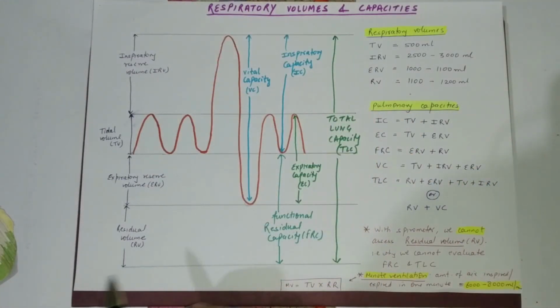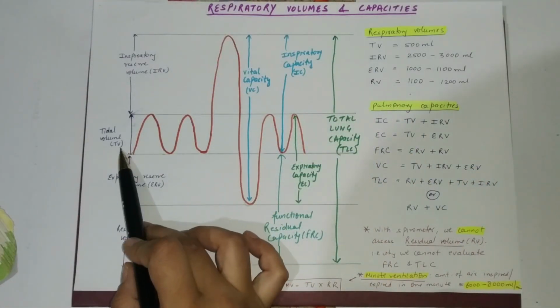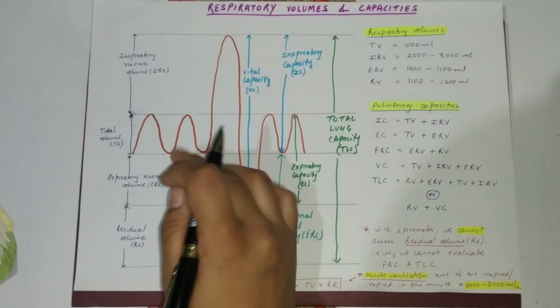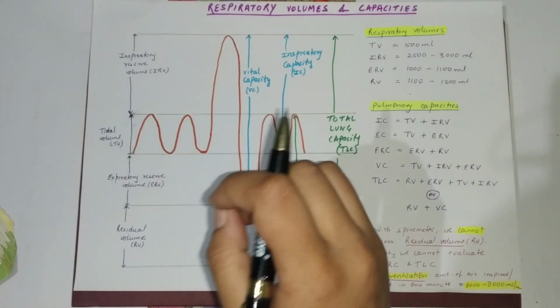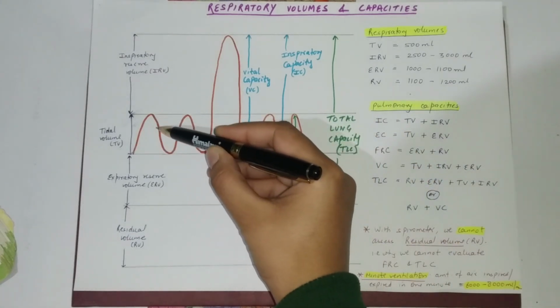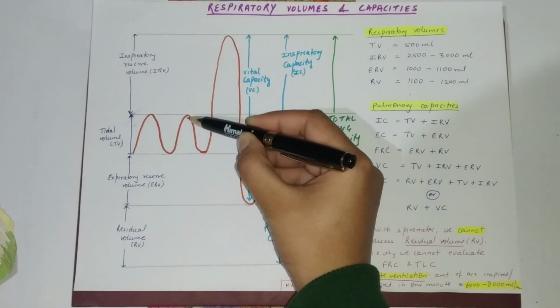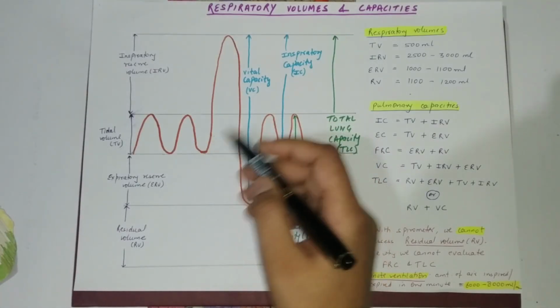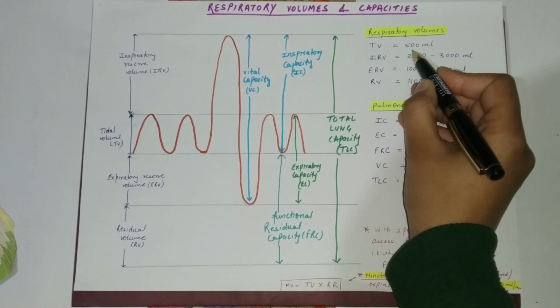So the first volume is the tidal volume. This is the volume of air inspired or expired during a normal respiration, that is without any exertion. So this is the normal volume of air that is expired or inspired during a normal respiration. So it is around 500 ml.